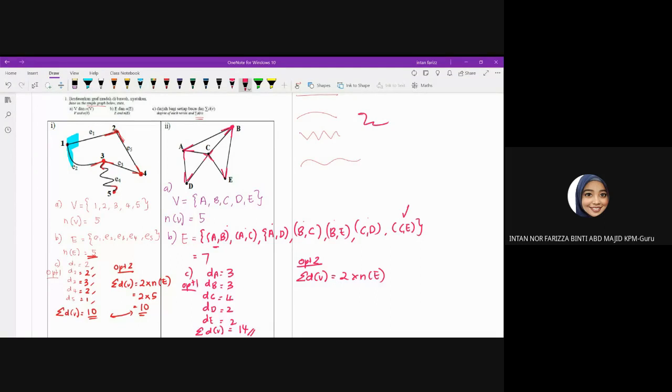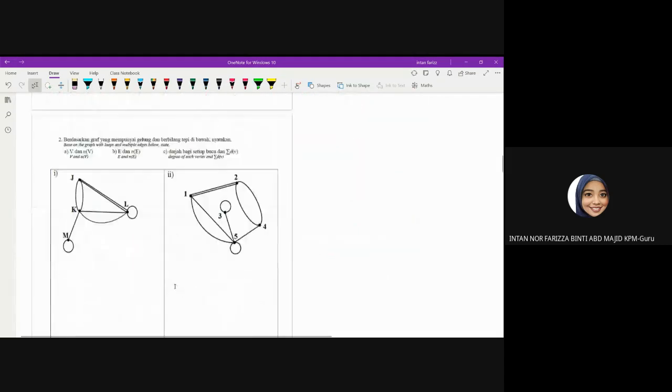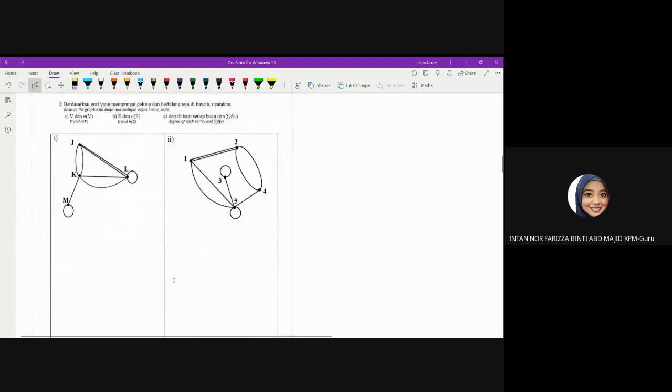Okay, so if you use this kind of formula, it is 2 times the number of edges. We have just now was 7. Total is 14. Okay, all right. So this is how you solve a simple graph. This is just very, very basic before we go to problem solving. Okay, next question number 2.